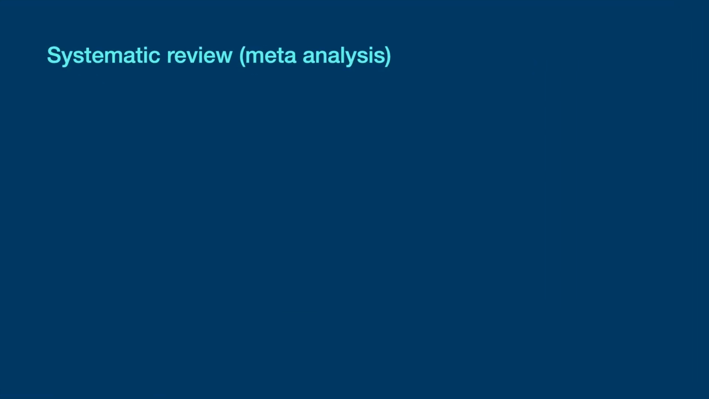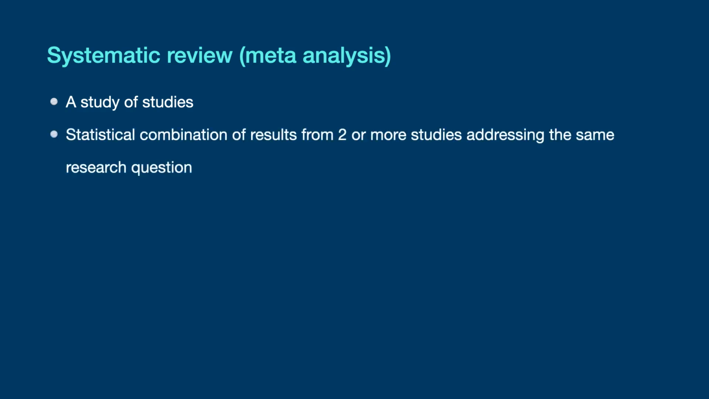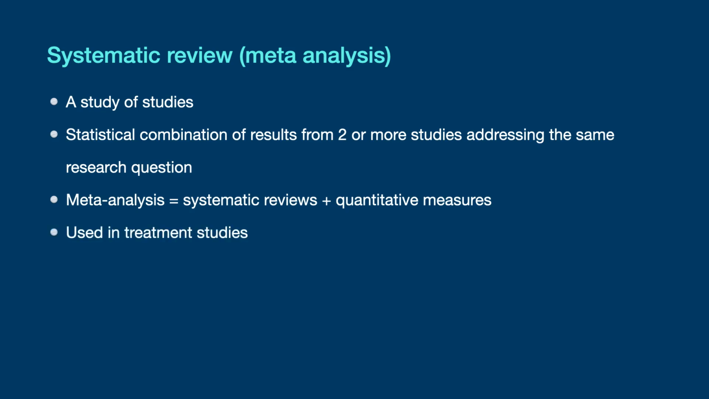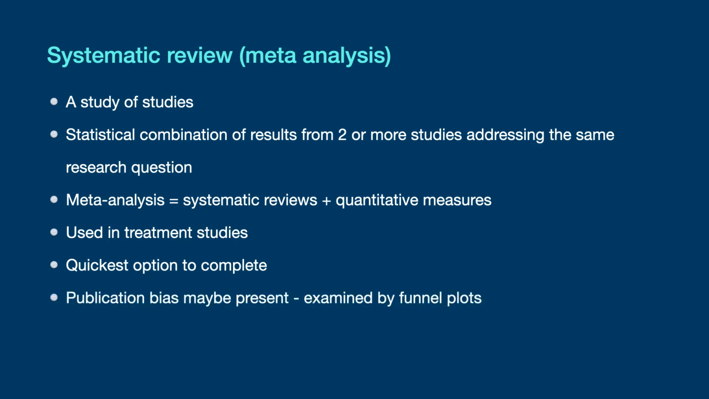Systematic review or meta-analysis. This is a study of studies, where statistical or quantitative combination of results from two or more studies addressing the same research question. A meta-analysis equals the systematic reviews plus quantitative measures and is used in treatment studies. A meta-analysis would look at combining all previous data, and this is likely to be the quickest option to complete and also produces the highest level of evidence. There might be publication bias, and this can be examined by funnel plots if a sufficient number of studies are found.